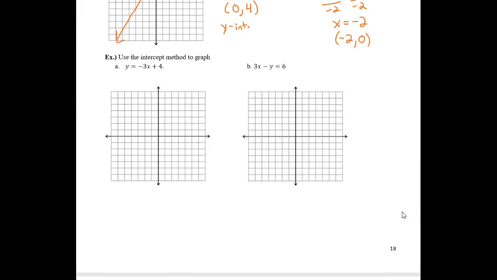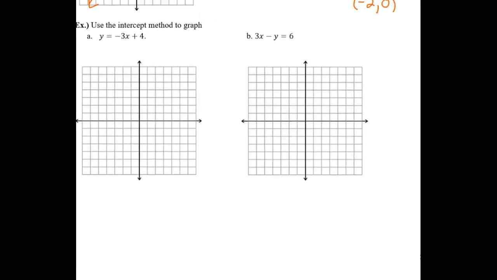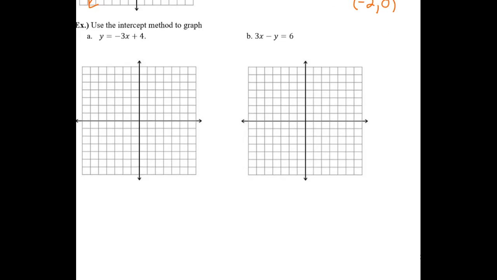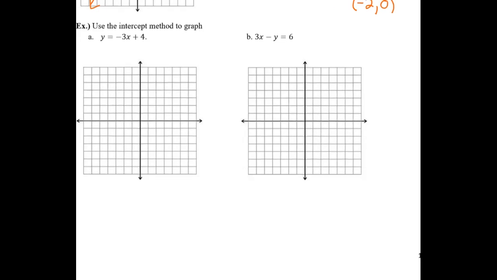Alright, let's look at these next two. Same idea. It says use the intercept method to graph. That means the x and y intercept. If I want to find my intercepts, I'm going to start by, oops, didn't mean to do that. Let me zoom out a little bit.